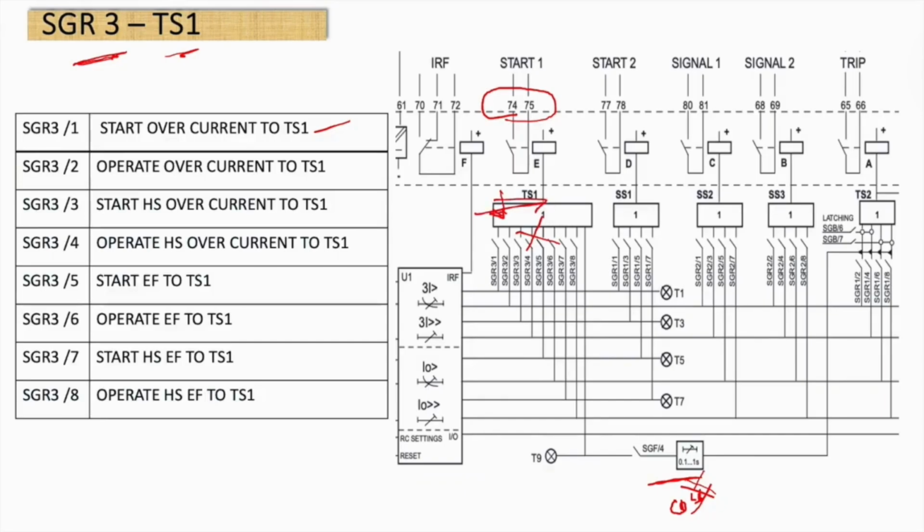Here too, you'll find all the start and operate signals: all the overcurrent, earth fault, and high set overcurrent and earth signals. And you can see here that 1, 2, 3, 4, 5, 6, 7, and 8 are all in one element where you'll find all the signals in one section.